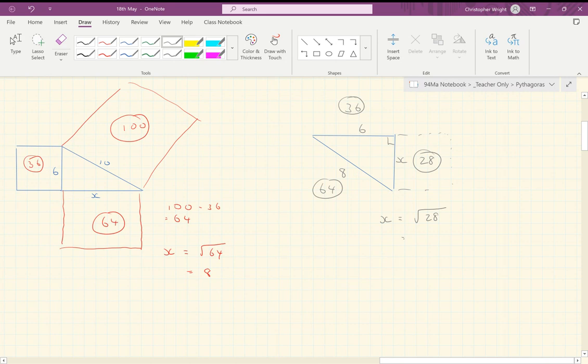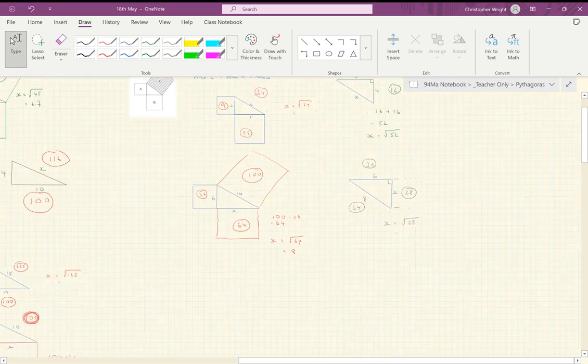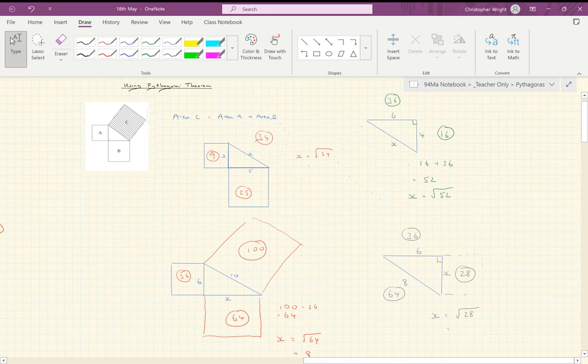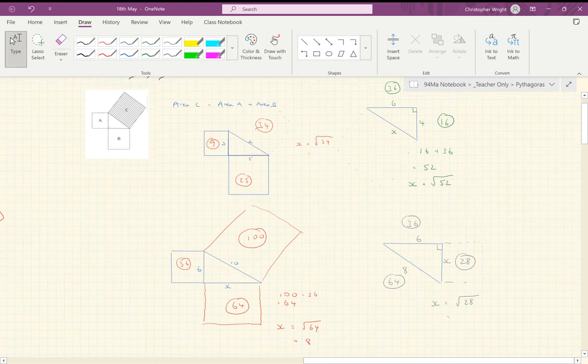All right, so all you have to do is to work out the areas of the squares that you know, and then decide, do you add or subtract before you square root?